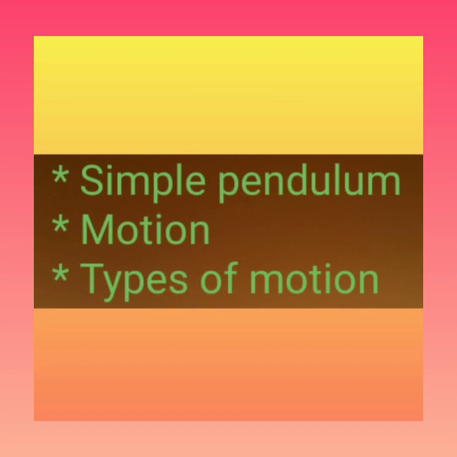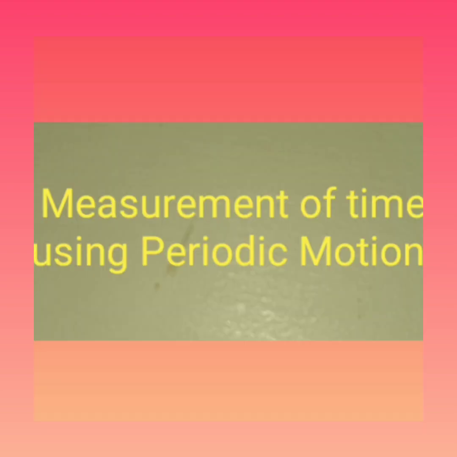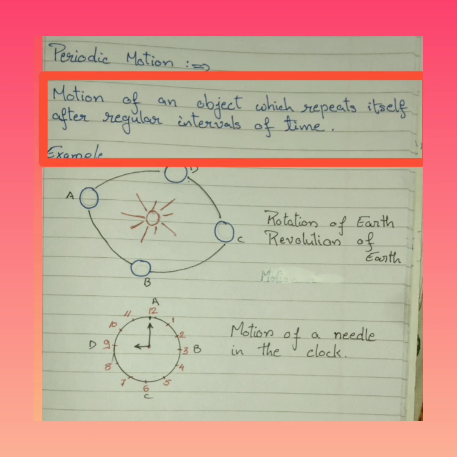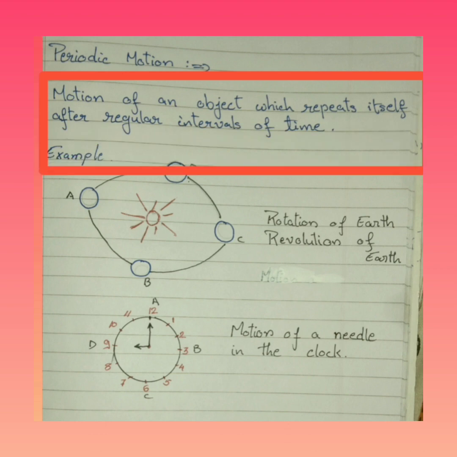Hello dear students, in this module we'll learn about the simple pendulum, motion and types of motion. First of all, we'll take measurement of time using periodic motion. Now the question arises, what is periodic motion? Periodic motion means the motion of an object which repeats itself after regular interval of time.